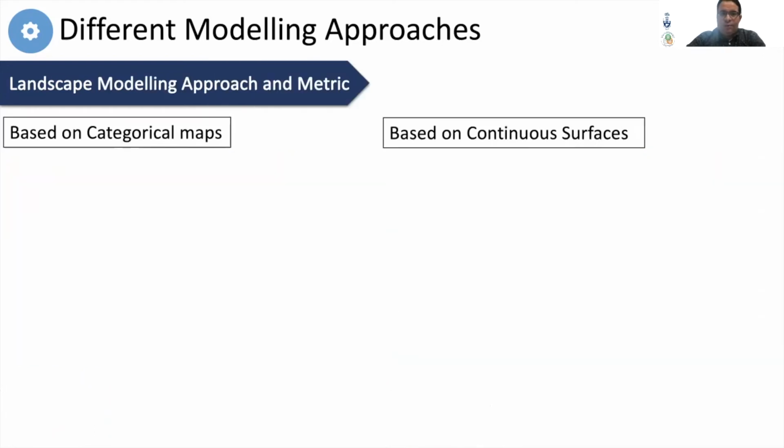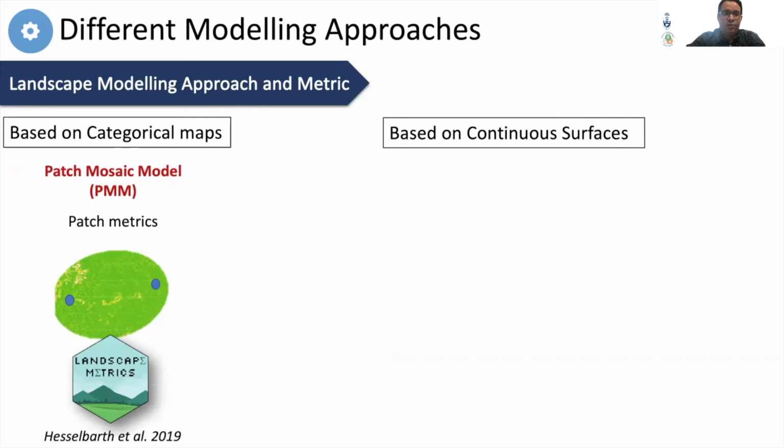Landscape connectivity approaches and metrics will depend on the map type or the approach that I use to model the landscape. If I work with categorical based maps, then we have the patch mosaic models, for example, and some software that can calculate a suite of different metrics similar to FragStats and the landscapemetrics package in R that was developed by Hesselbarth et al. in 2019.